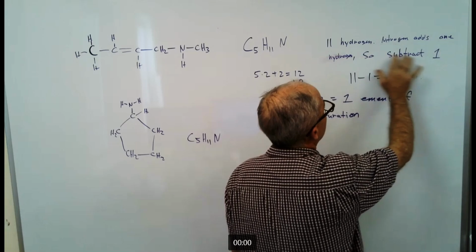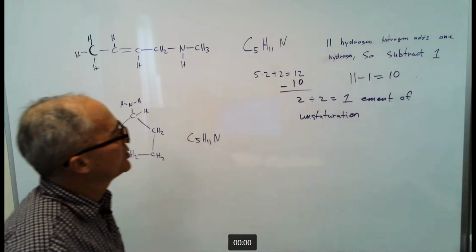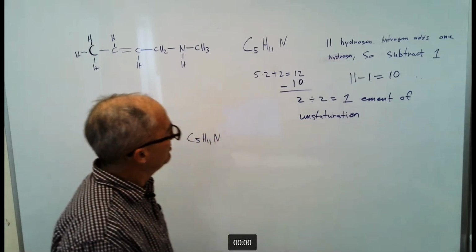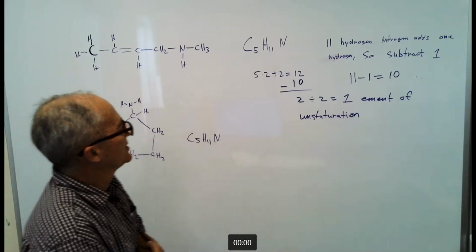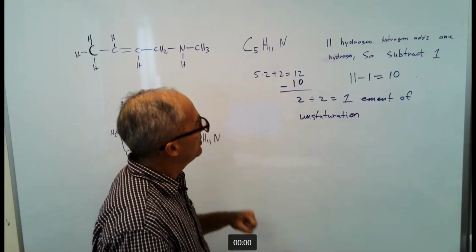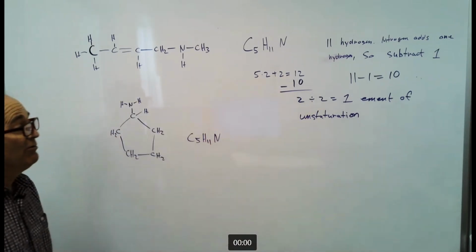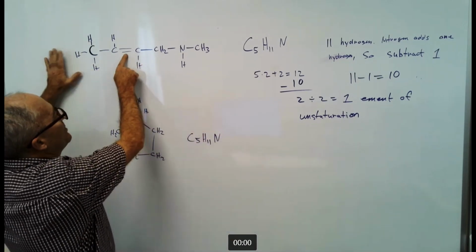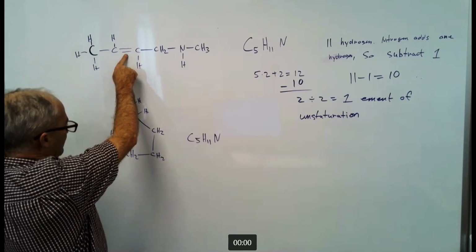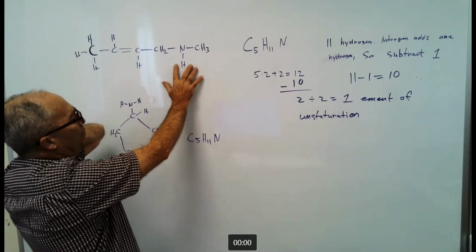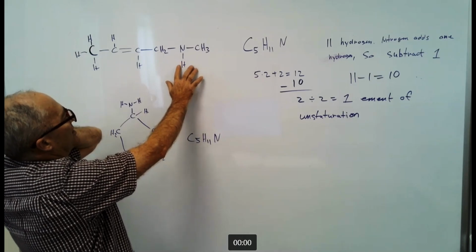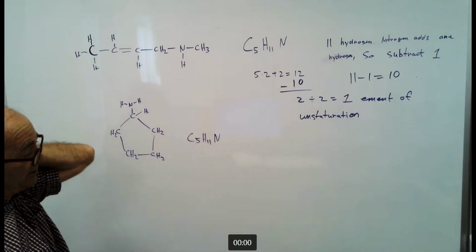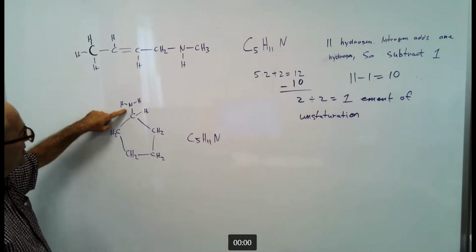So when I look at this, I see that nitrogen adds 1 hydrogen. So if we subtract 1 and get 10, then we can go about life as normal. 10 from 12 is 2. Dividing by 2, that gives me 1 element of unsaturation. And when we look at this, there is my element of unsaturation, the double bond. And the book just had 1 PowerPoint slide with a structure like this showing you that nitrogen just brings 1 hydrogen to the table.